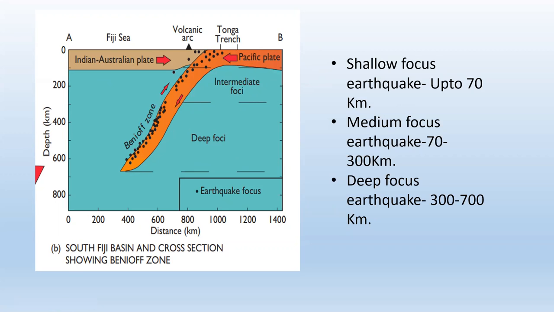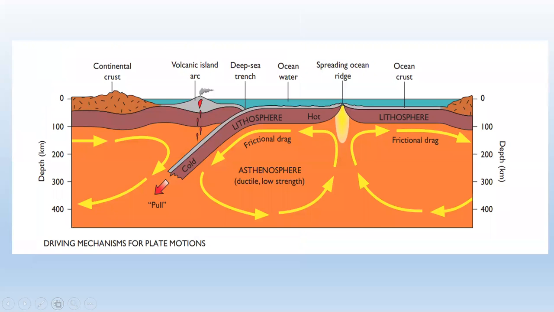All of these can happen in the subduction zone. All the major earthquakes are happening in subduction zones. Although plate disturbance occurs at mid-oceanic ridges and transform faults, most of the very deep focus earthquakes happen in the subduction zone. Now, in this model you can see everything together: the mid-oceanic ridge, the subduction zone, and the formation of the trench. Everything is there in this diagram.